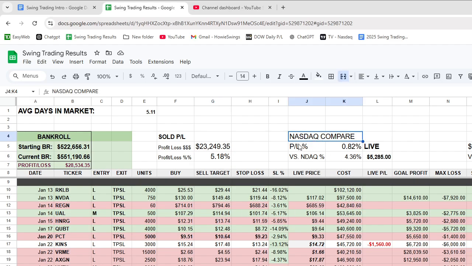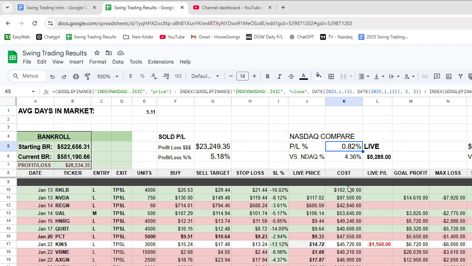Over here we have NASDAQ compare. It's very important for me to be beating an index fund on the NASDAQ. If I can't do that, well, what's the point of taking all this time and effort to swing trade? So since January 13th, the NASDAQ is up 0.82%, which is an excellent, if you look up here, a super long Google sheet.